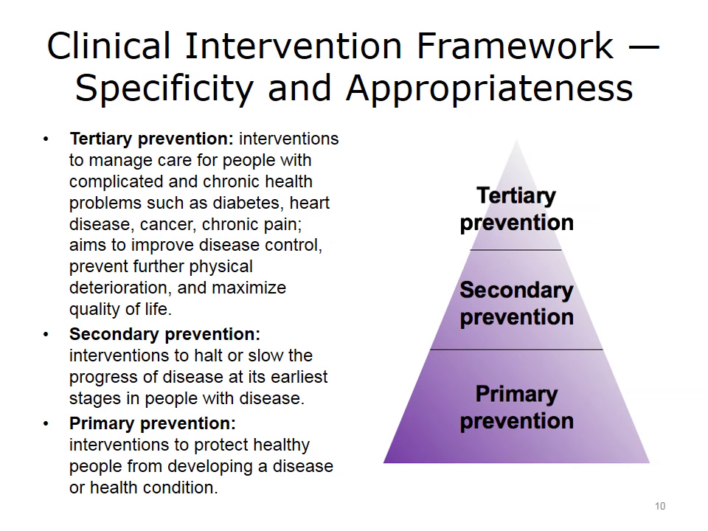And then, finally, in tertiary prevention, we want to target our interventions for population health to manage care for people with complicated or chronic health problems, such as diabetes, heart disease, cancer, and chronic pain. We're aiming to improve disease control to prevent further physical deterioration and prevent complications. In other words, for people with chronic diseases to maximize their quality of life. And so you can see that both the public health framework and the clinical intervention framework add a level of specificity and appropriateness to various subgroups of the population.